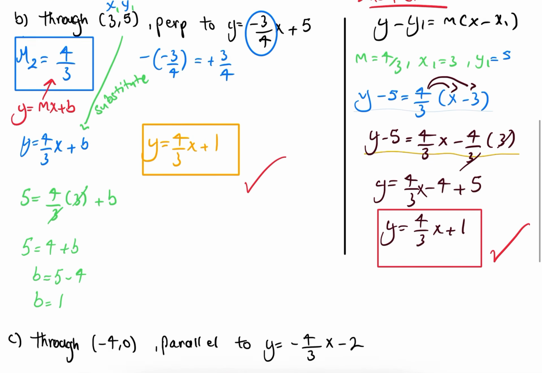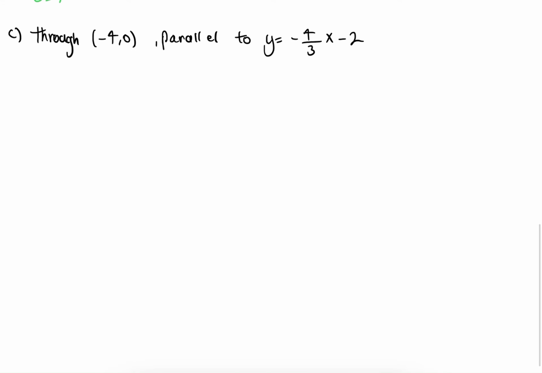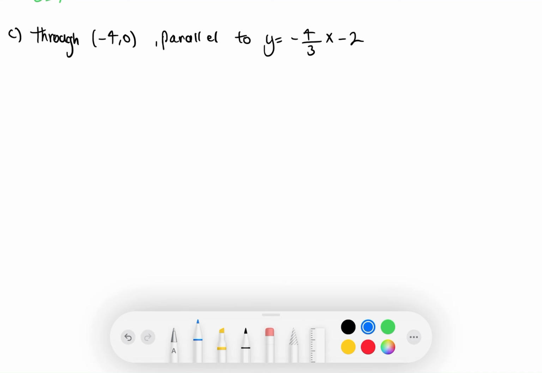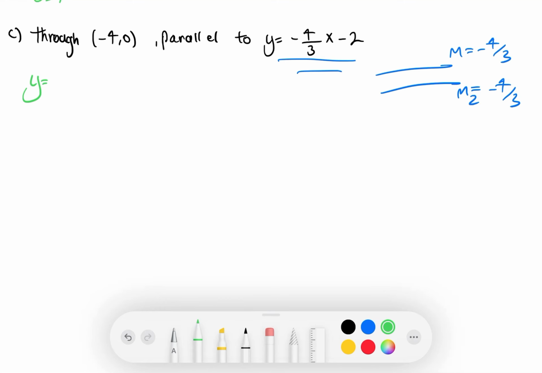Now, question number 3, it's C. It says find the equation of a line that goes through those 2 points and is parallel to this one. Now, when 2 lines are parallel, first piece of information, they have the same slope. So if the slope of this one is negative 4 over 3, then the slope of our line, which we're trying to find, is also negative 4 over 3. Okay, super simple. So we're going to get y is equal to negative 4 over 3x plus b, right, which is the slope of the line that we have.